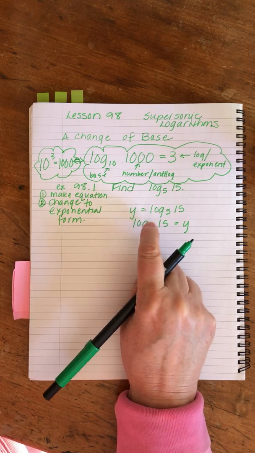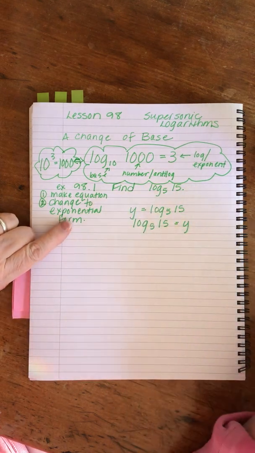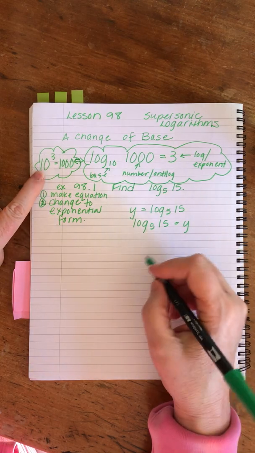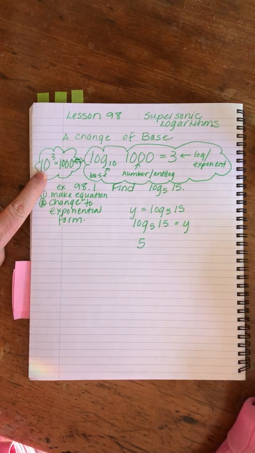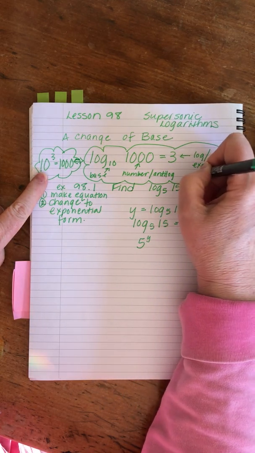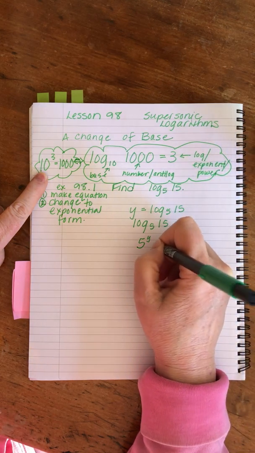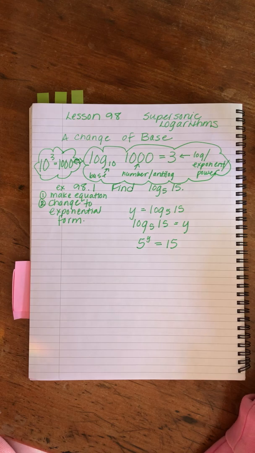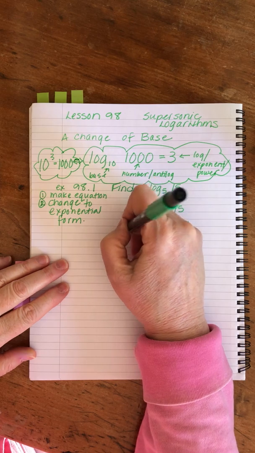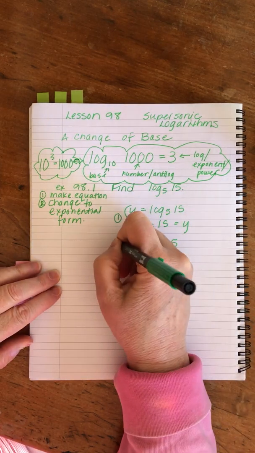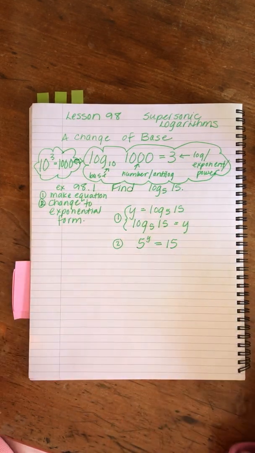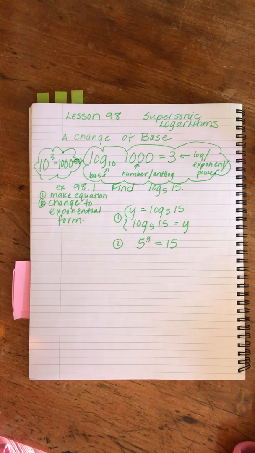John does it this way. I'm going to do it this way so that it looks a little more familiar to you because we just plunk y at the end of it. Now we're going to change it to an exponential form. So what we're going to do now is we're going to say the base 5 raised to the power y, we could also call this the power, okay, equals the number, which is 15, okay? So we've turned it into an equation. This was step 1. And now step 2, we take this, which looks just like that, and we flip it so it's an exponential equation instead of a log equation.